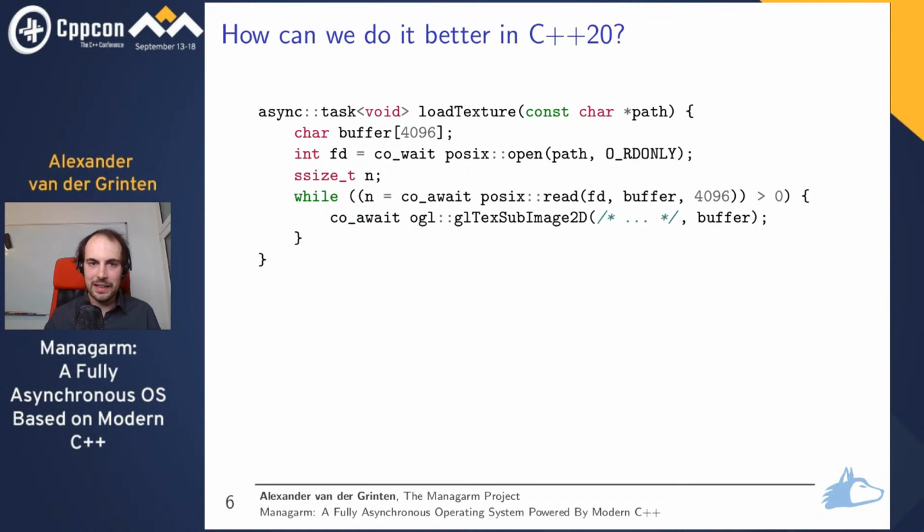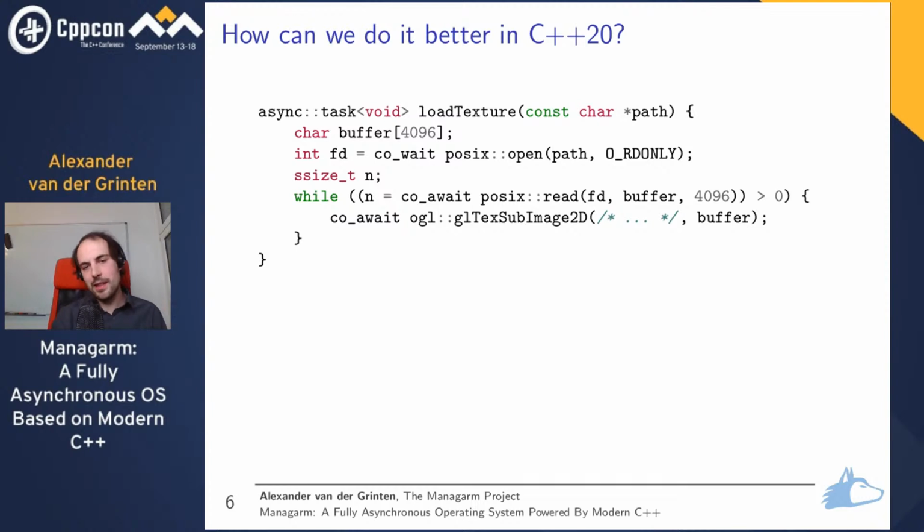We just want to replace the void returning function by a function that returns some future, some asynchronous result. So I call that here async task void. And then we replace the synchronous calls by just co-awaits. So we co-await the result of the open call, we co-await the result of the read call, and we co-await the result of the texture upload. So that's our ideal scenario, that we can do everything in a coroutine.